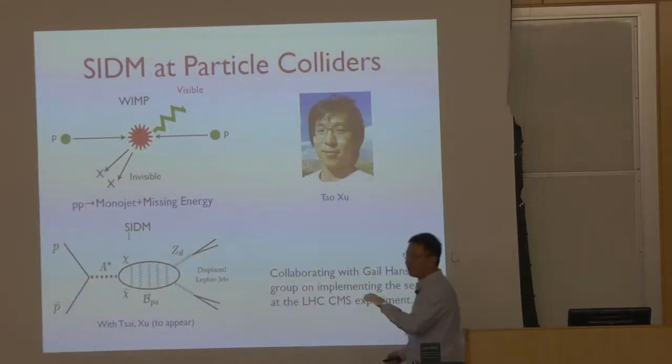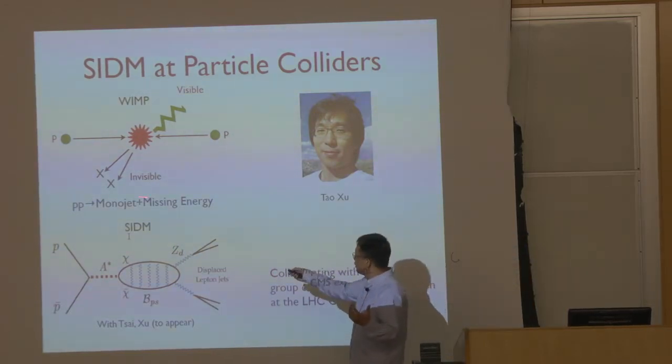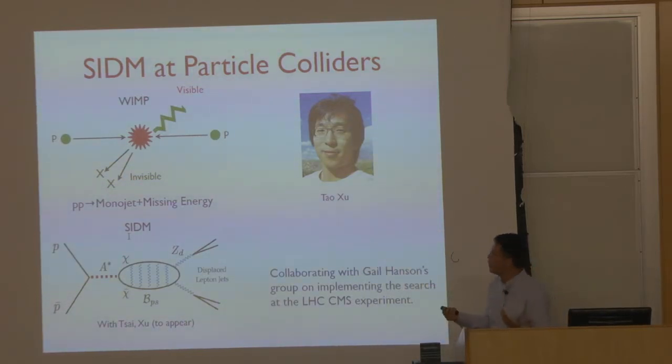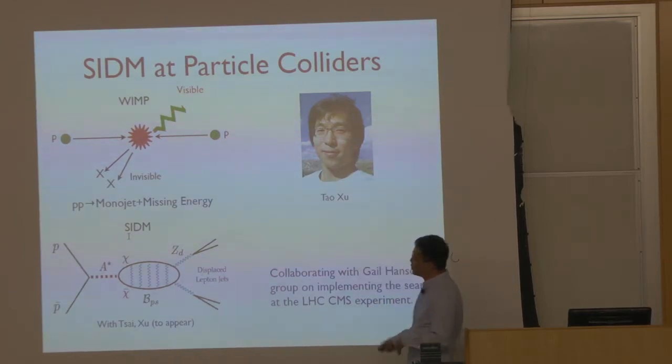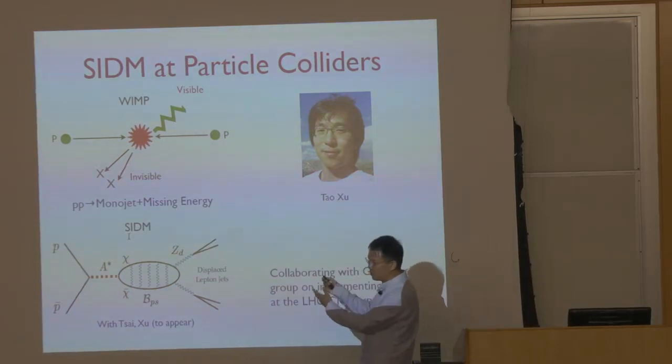So you can search for SIDM at particle colliders. This is a typical WIMP signal. If you collide two protons, let's say you produce WIMPs. WIMPs are invisible particles. You wouldn't be able to track them. But you can look at the visible part. You can say, well, there's missing energy. Because momentum and energy are conserved, you can figure out what's going on. So this is a typical signal at a particle collider: proton-proton to monojet plus missing energy.